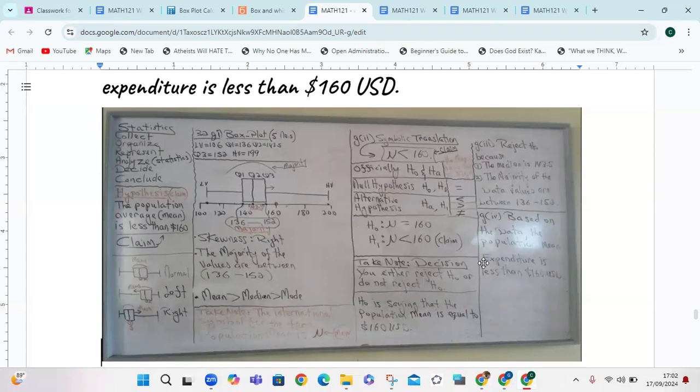Based on the data, the population mean expenditure is less than 160. And by all appearance, we can see that majority are below 160. Look at 160 there. Okay, so you are making that decision and conclusion not from your own mind, but from what the data has communicated. So that will be the conclusion in words, which will be the alternative in that case.